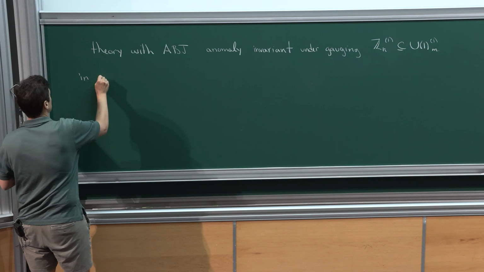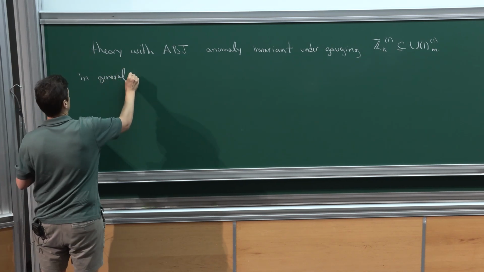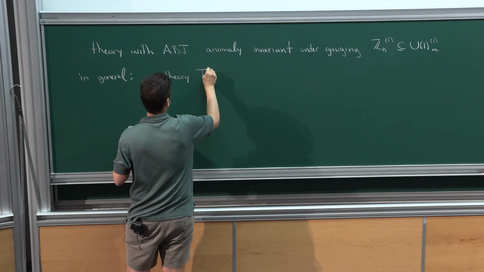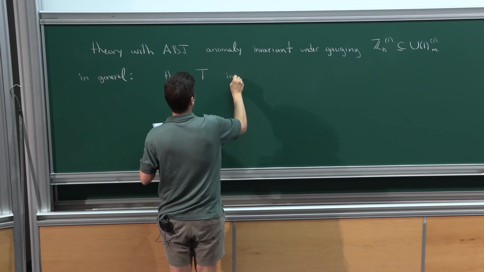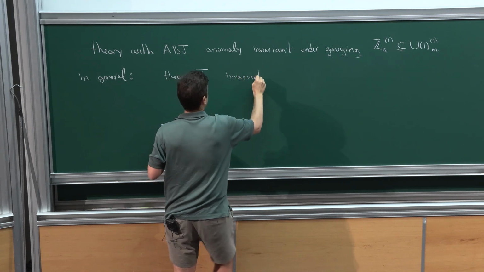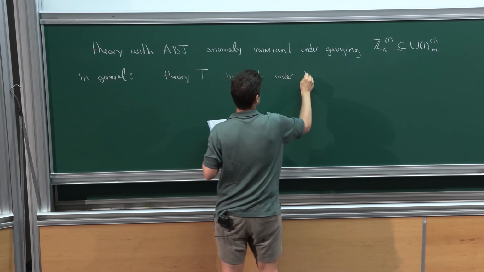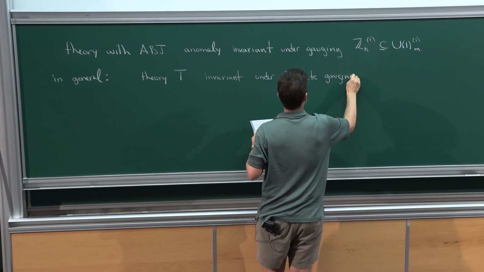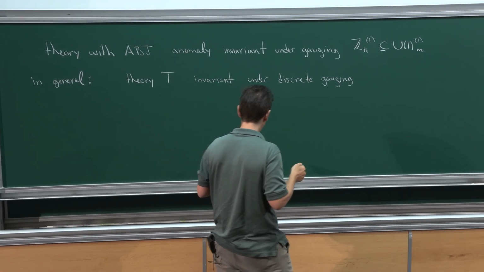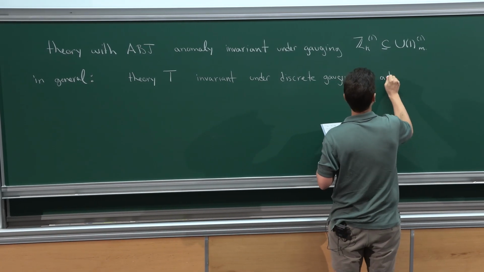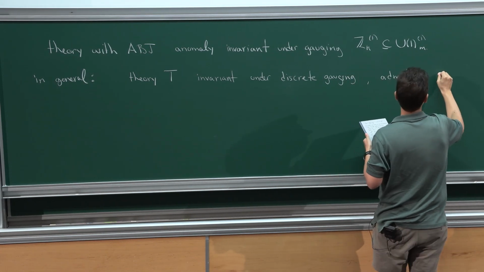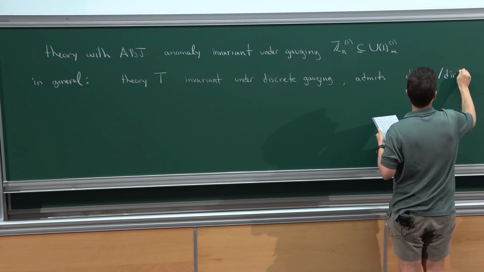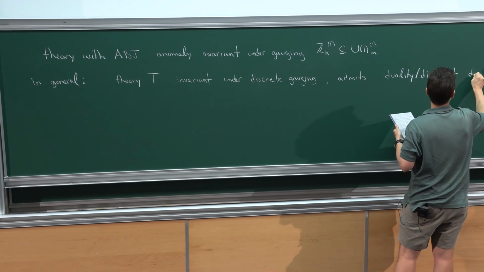So in general, if you have a theory T invariant under discrete gauging, then it admits a duality, or perhaps you could call it a Dirichlet defect.